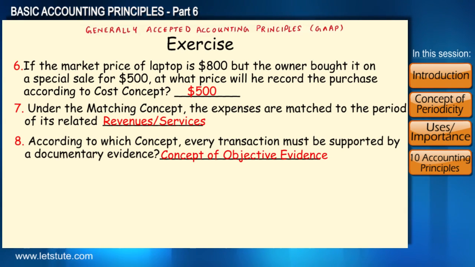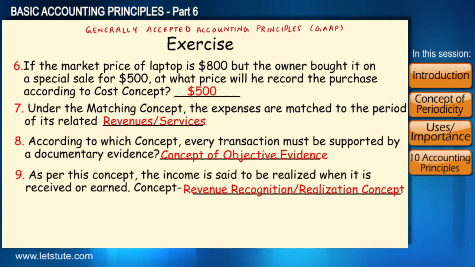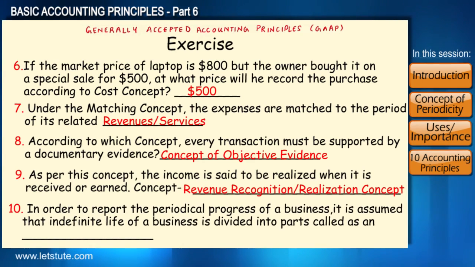Concept of objective evidence. According to this principle, the income is said to be realized when it is received or it is earned. The revenue recognition or the realization concept. And the last one, in order to report the periodical progress of a business, it is assumed that the indefinite life of a business is divided into parts called accounting period.